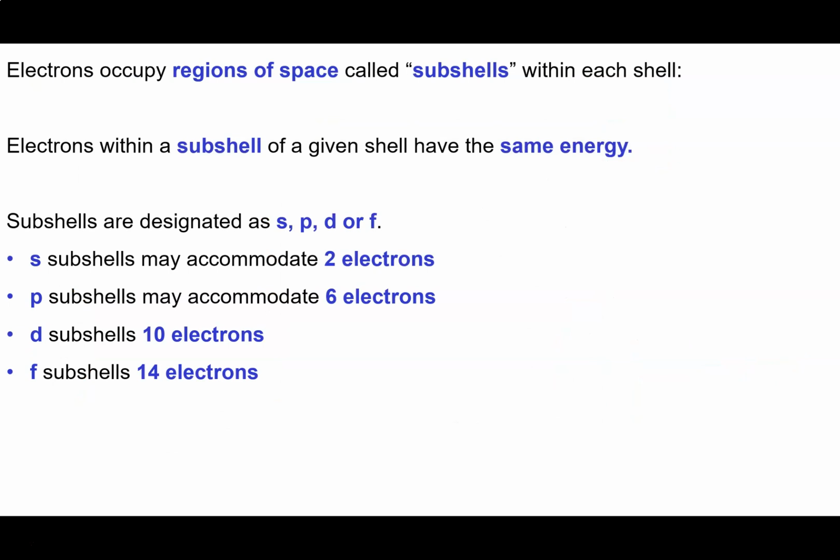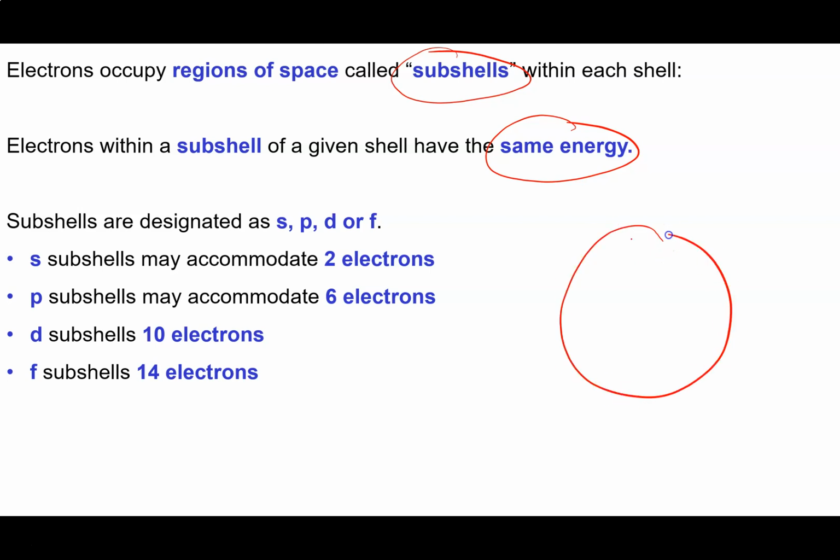Now, we said that within shells are subshells, and subshells of a given shell have the same energy. So they're different regions of space, but they have the same energy. So they're different regions of space that are at approximately the same distance from the nucleus. So if here's your shell, then maybe subshell A is over here, and then subshell B is over there, right? But they're at the same approximate distance from the nucleus.